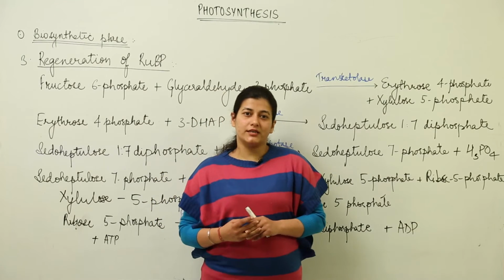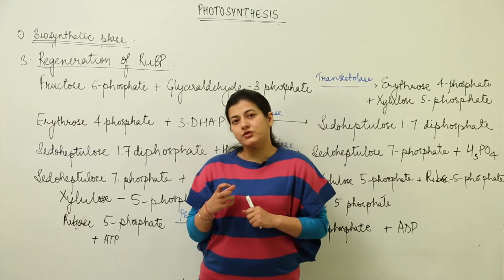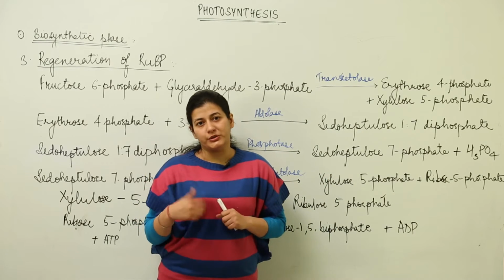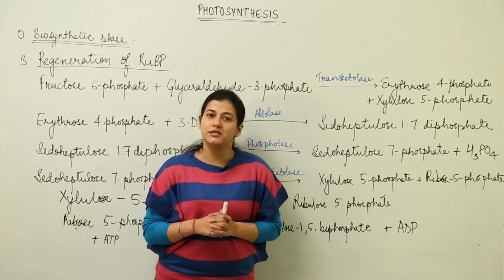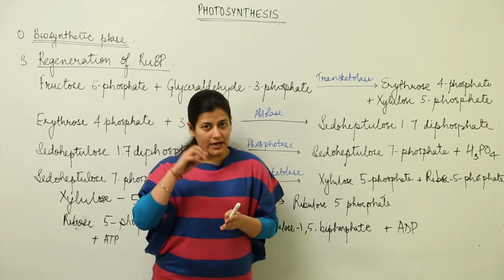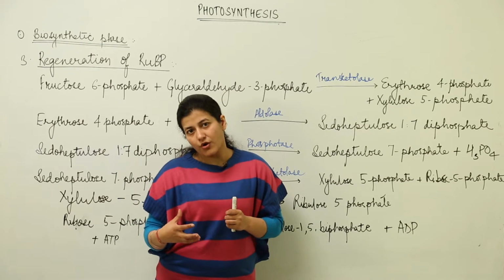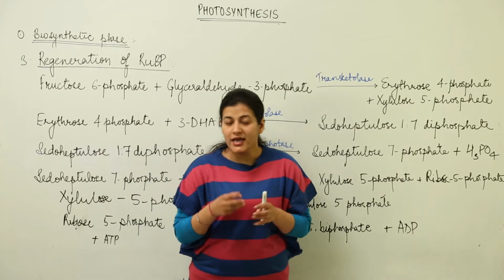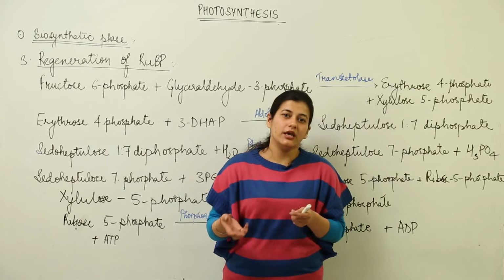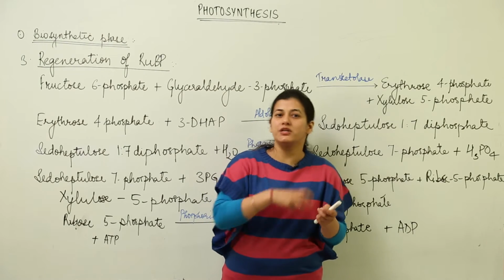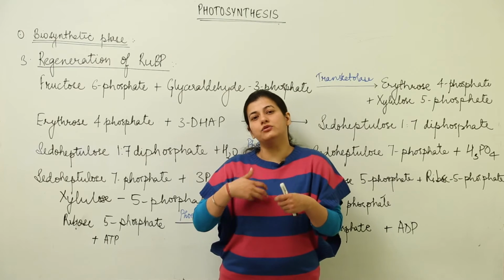Now we are going to take the final step, which involves the regeneration of RUBP. As you know, RUBP was the compound which underwent carboxylation and got converted to 3-phosphoglyceric acid. Now we are going to see that RUBP, which was utilized and got converted to 2 molecules of phosphoglyceraldehyde, needs to be regenerated so that the more carbon dioxide that is coming must combine with something which is regenerated.